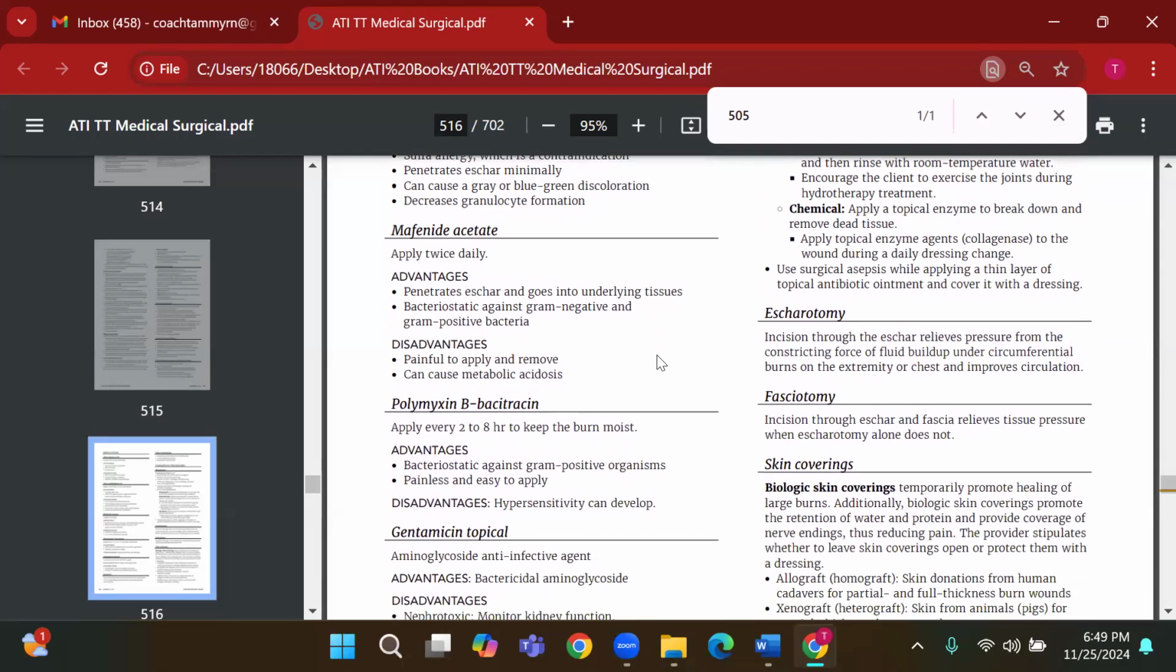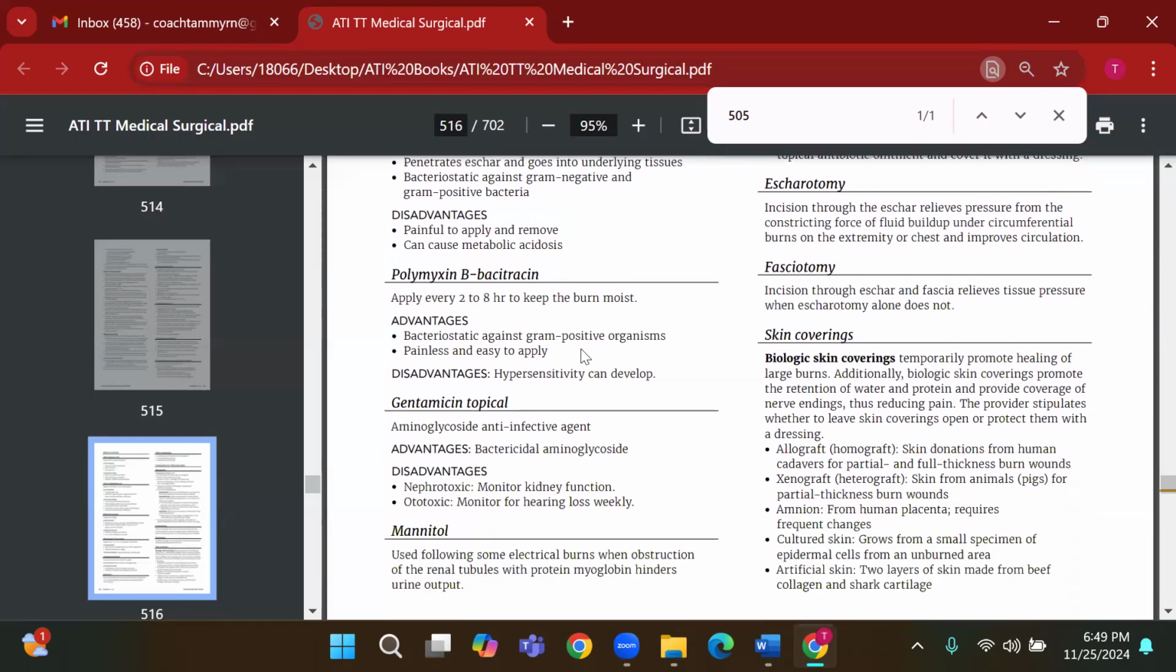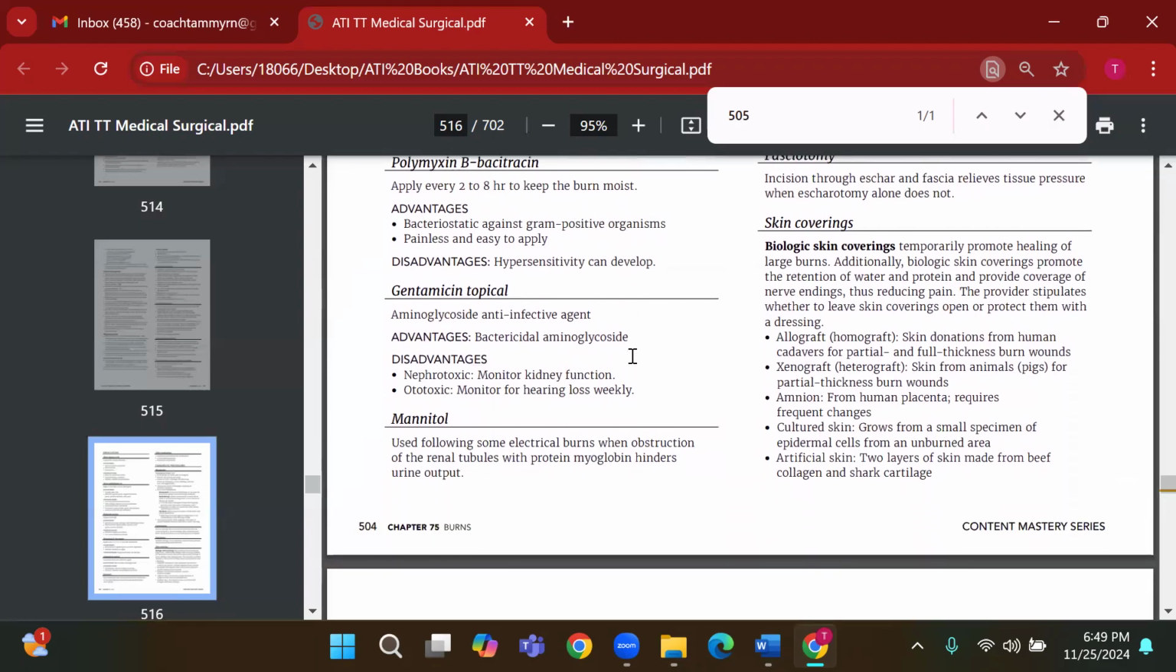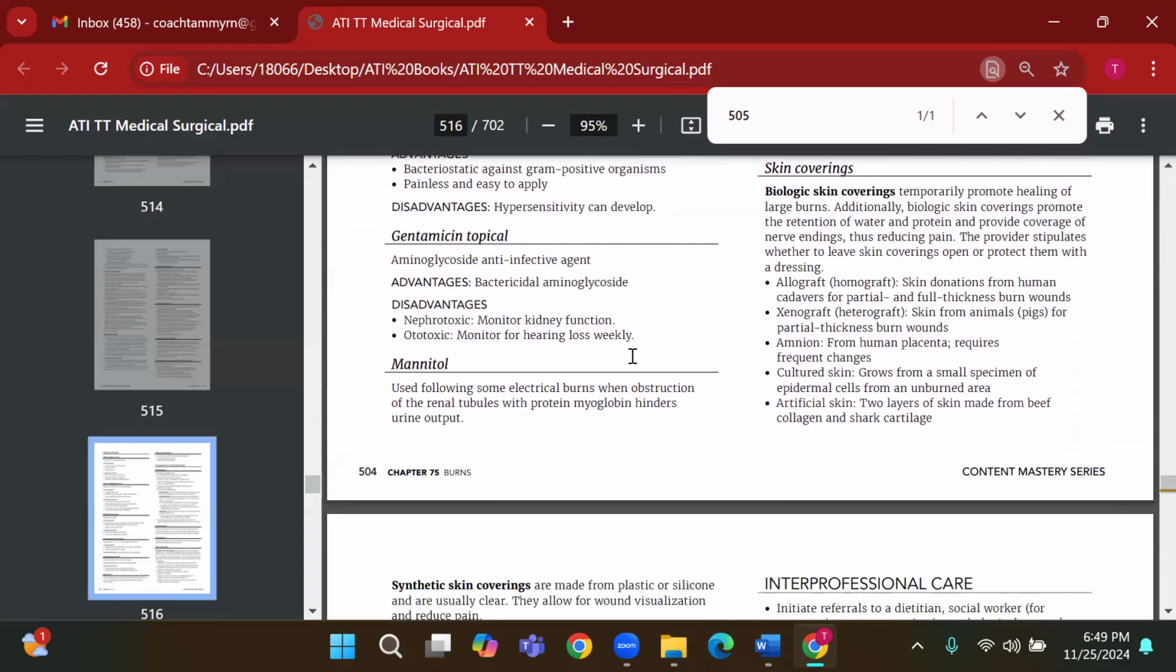This one I have not seen, mafenide acetate. I don't know that you'll get that, but just know there is another medicine. Look at this one, it penetrates eschar, so it can go down below the black skin. And then polymyxin B, bacitracin. There's also some gentamicin topical.